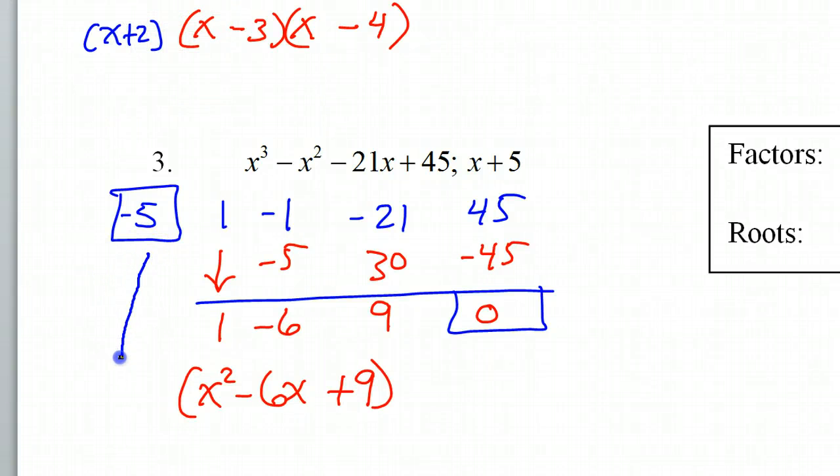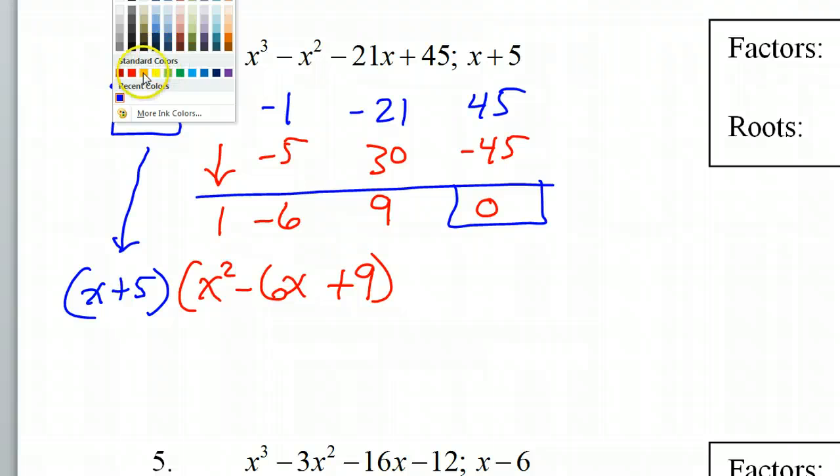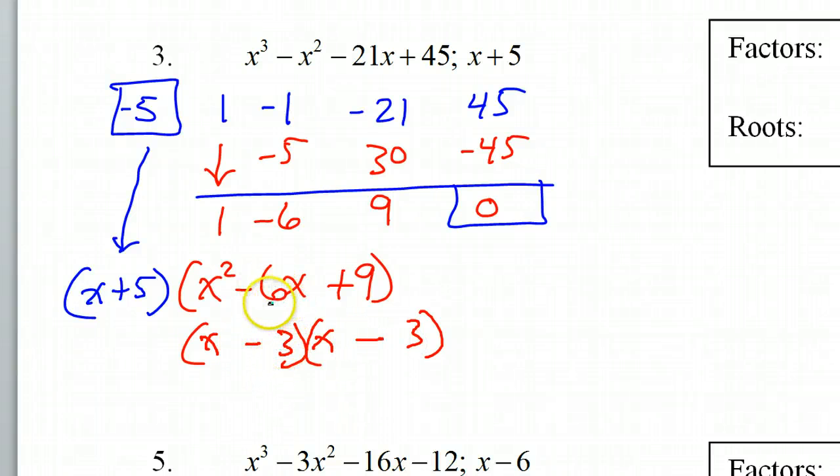If I bring back the factor that gave me negative 5, that was x plus 5, it's right there. But we can factor this further, can we not? All right, x squared is x times x. 9, I'm going to go with 3 times 3. If these were both negative, that will give me negative 6. But if I multiply them, I get positive 9. So kabam, I factored it.